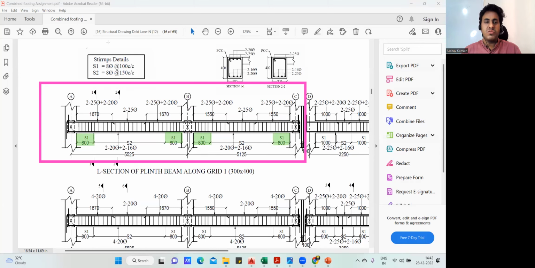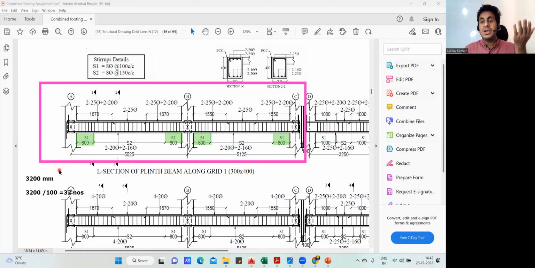So can you find the length of this? Obviously you can find: 800 plus 800 plus 800 plus 800. So 4 times 8, 4 8s are 32. So it will be 3200 mm. Fine, so I got the total length of that. And it is mentioned what the center to center spacing is, which is 100 mm. So if I divide 3200 by the center to center spacing of 100, I'm going to get 32 number. So I need to provide 32 stirrups in this S1 zone. S1, S1, S1, S1. This much is understood.